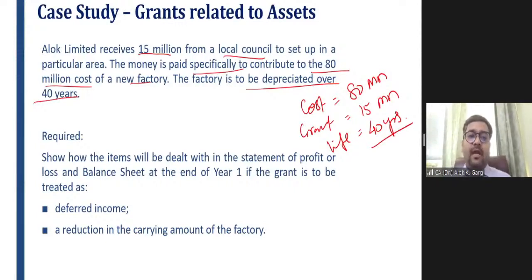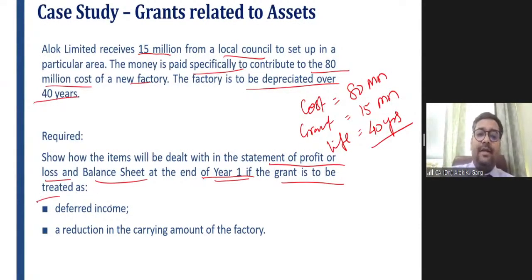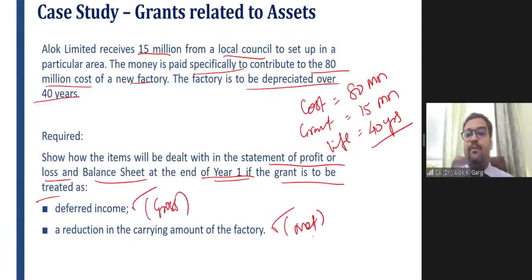Required: how the items will be dealt with in the statement of profit or loss and balance sheet at the end of year 1, if the grant is to be treated as deferred income or a reduction in the carrying amount of the factory. So first it is talking about the gross approach. Second, it is talking about the net approach. So what to do? Guys, tell me what to do.